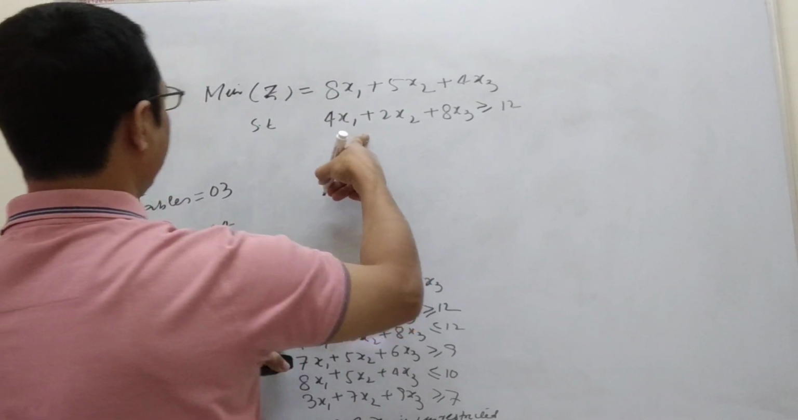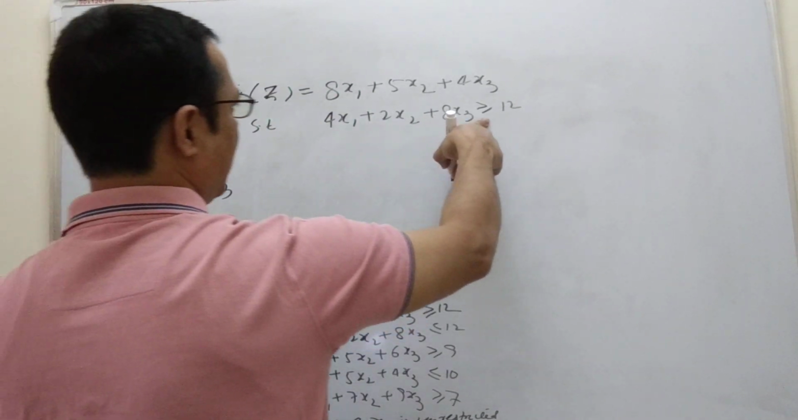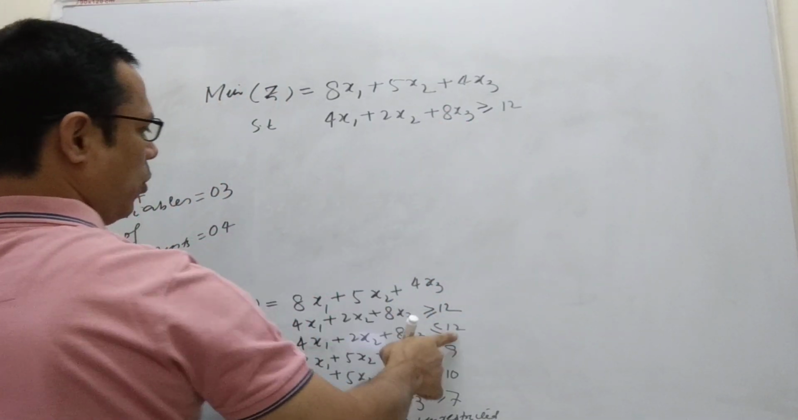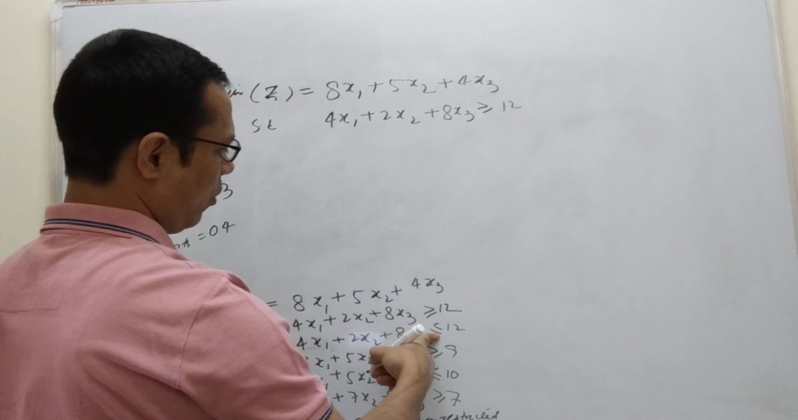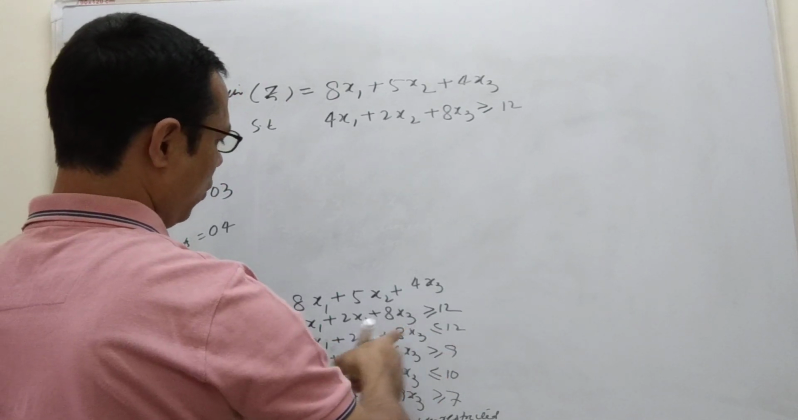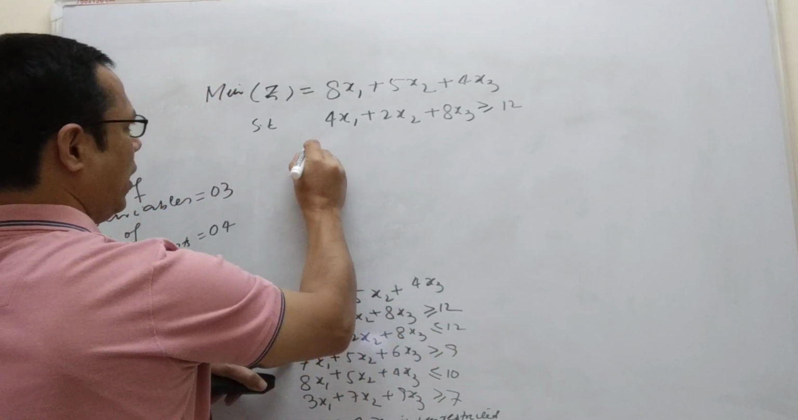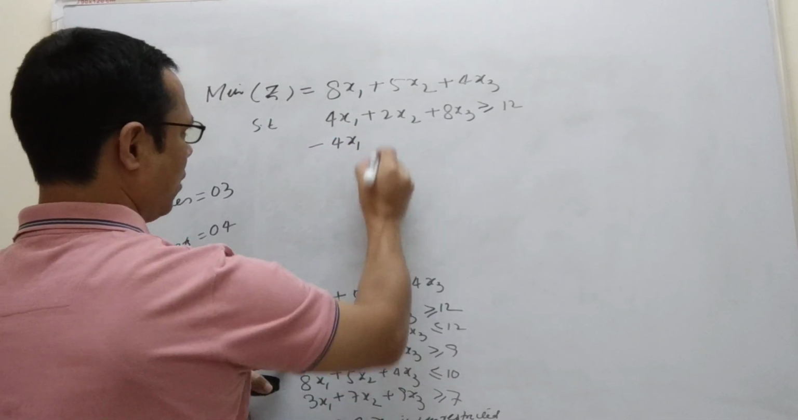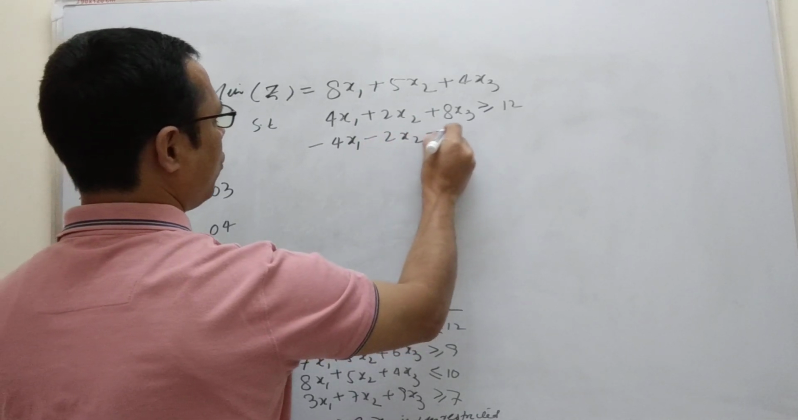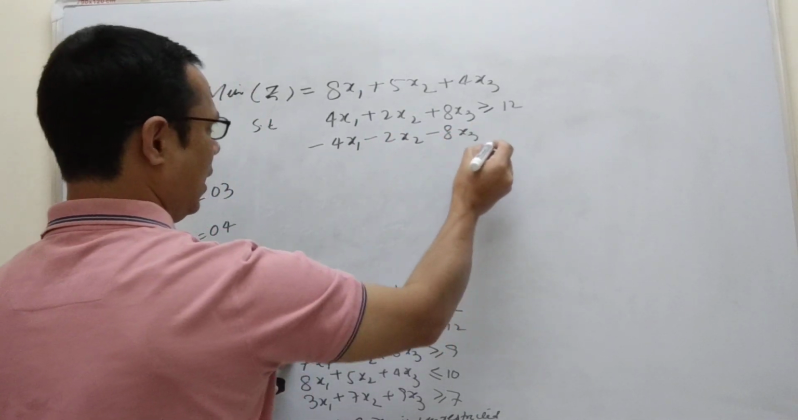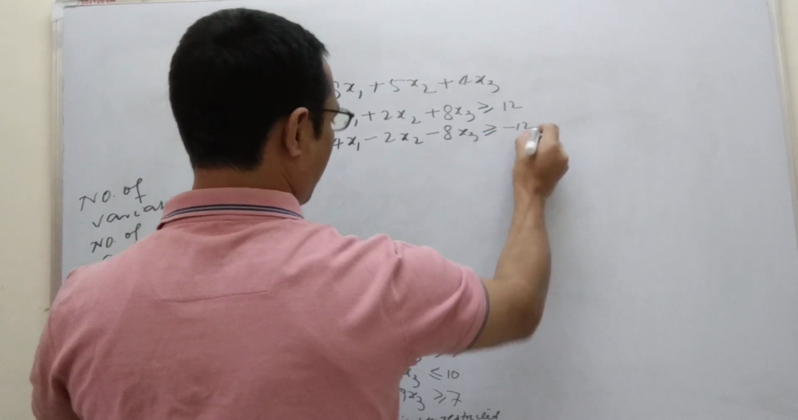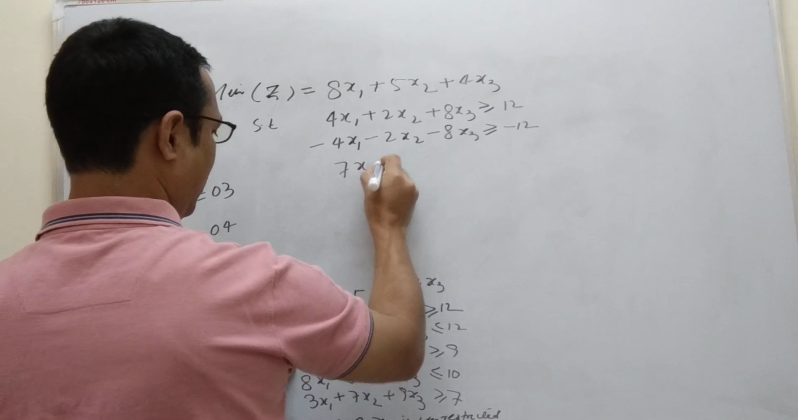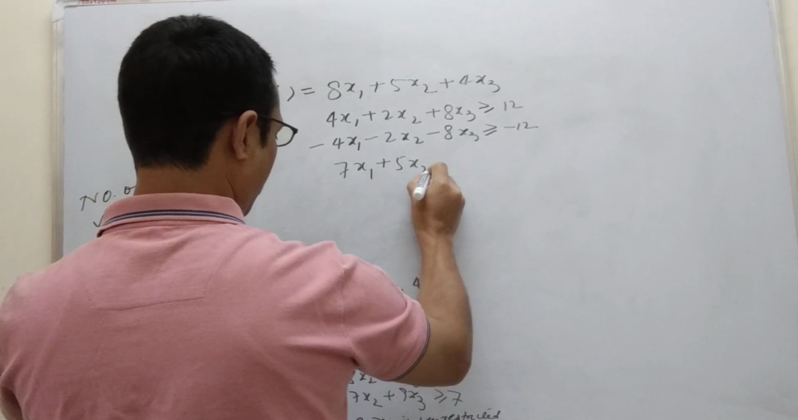Now you try to write the constraints in the form of greater than or equal to inequalities. Here, in the second one, I am going to change this inequality into the greater than or equal to form. We need to change the sign on both sides, so this sign will get changed. Here I am going to multiply by -1 on both sides. So -4x1 minus 2x2 minus 8x3 greater than or equal to -12. So this one has already got changed. This one is already given in the greater than form, so no need to change.